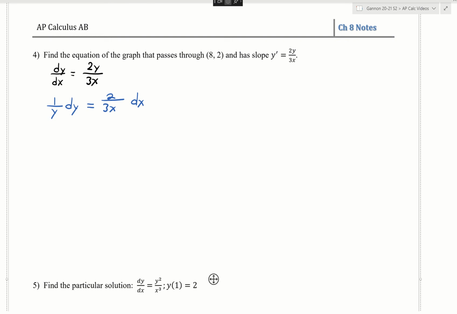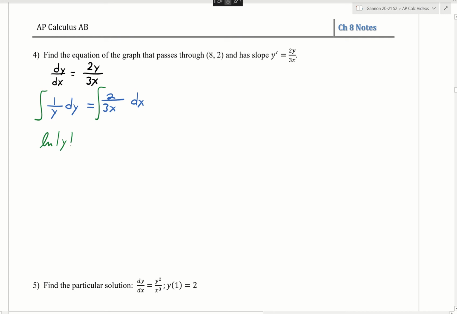And what I'm trying to do is keep that side with y as simple as I can. All right, and in doing so, you've got the y's on the left, the x's on the right, and then we can go ahead and take the integral on both sides. So on the left side, the integral of 1 over y dy, that's the natural log of the absolute value of y. And then on the right side, that 2/3 can be taken out in front of the integral, which I didn't show. But then we just have 1 over x. And the integral of 1 over x is going to be the natural log of the absolute value of x plus c.